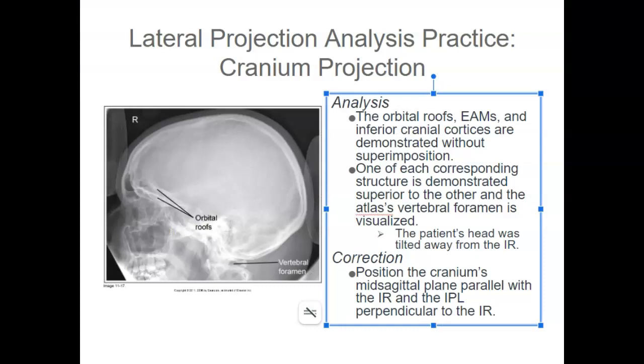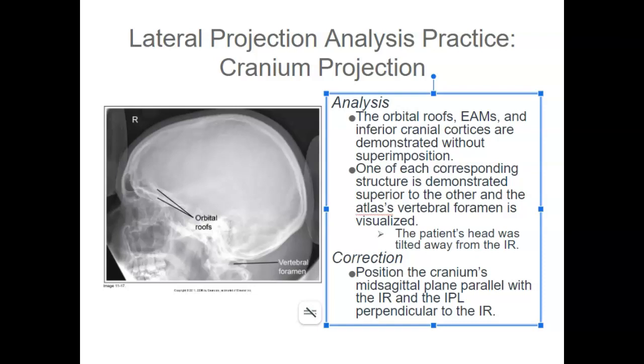So let's take a look at this practice analysis for the lateral projection. We can see that the orbital roofs, the EAMs, and inferior cranial cortices are not in proper alignment for a lateral projection. They are actually demonstrated one superior to the other's corresponding structure. So this should indicate to you that we have some head tilt here. Next, we need to determine, do we see C1's vertebral foramen? And we do. So that means that the head was tilted away from the IR.